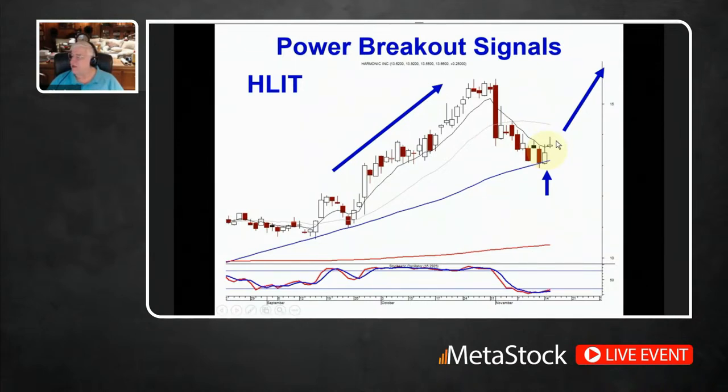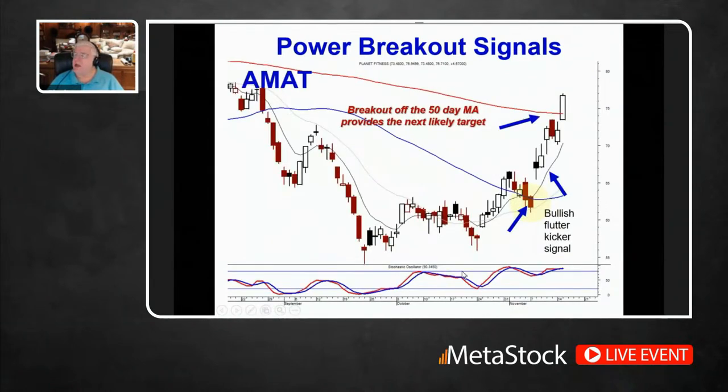Oversold stochastics, a buy signal right on the 50-day moving average, what everybody else is watching, basically tells us when they were pulling back, this is where they decided to start buying, and that's where we want to start buying. So anytime we can see a strong signal, there's again our bullish flutter kicker signal.